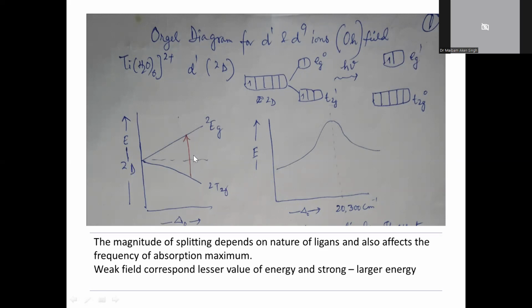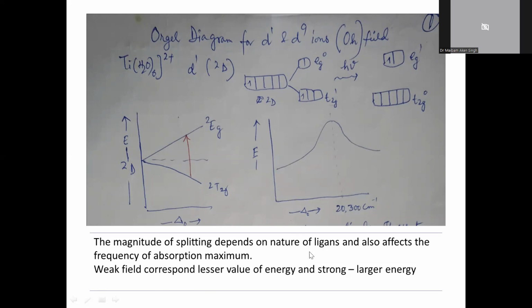It is related to h nu, meaning delta O or delta naught. We can say, according to Einstein and Planck, energy equals h nu. Remember that thing. Just energy absorption at a particular frequency. This is some related graph. Now here the magnitude of splitting depends on the nature of the ligand.